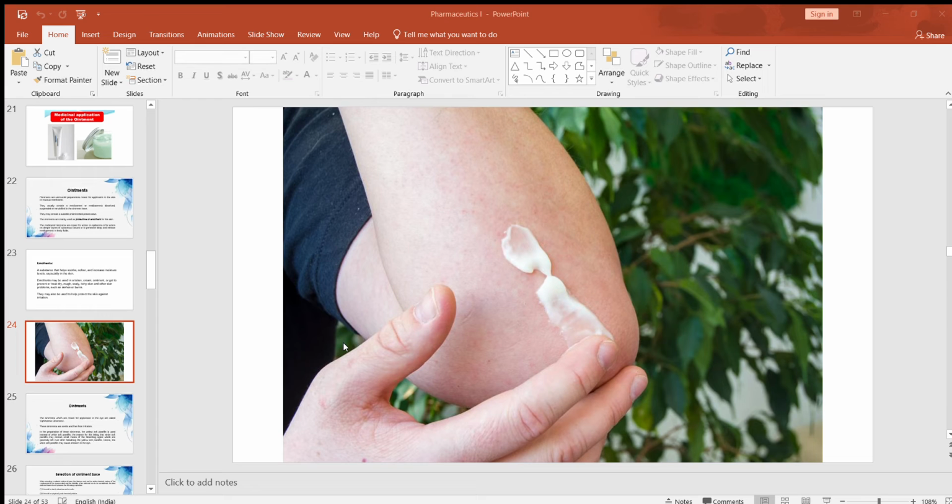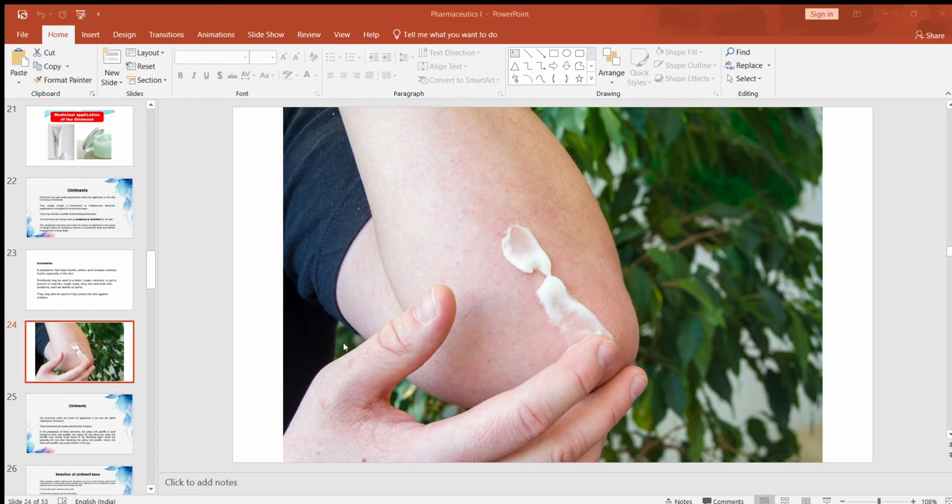Emollient means it retains moisture. More emollient means it will retain more moisture. Less emollient means it will retain less moisture. So depending upon your requirement, how much moisture do you want to retain, you will go for either ointment or you will go for cream.